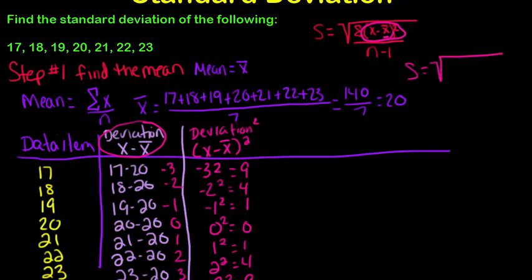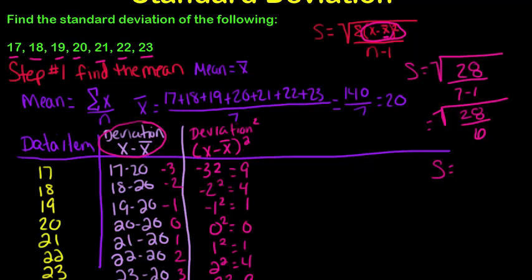The square root of 28. And again, remember that n was 1, 2, 3, 4, 5, 6, 7. So we have 7 minus 1. So we know that it's the square root of 28 divided by 6. You'll plug that into your calculator, and the standard deviation of this data set is about 2.16.